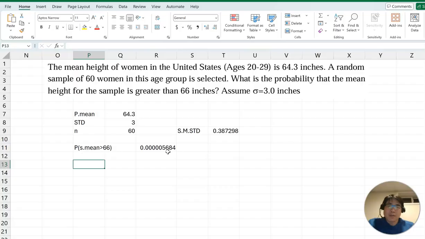So we just covered the sampling mean distribution probability. One case was between two sampling mean values, and we also covered greater than some sampling mean value here.